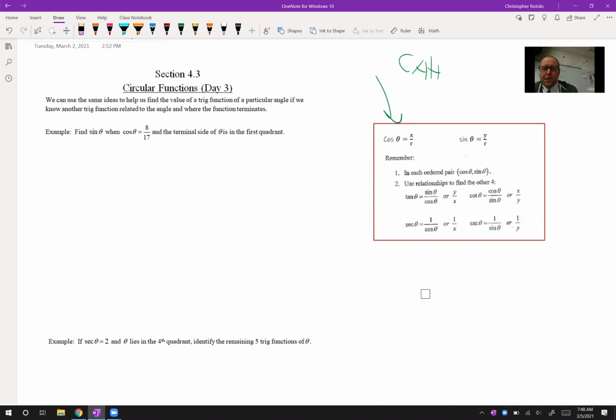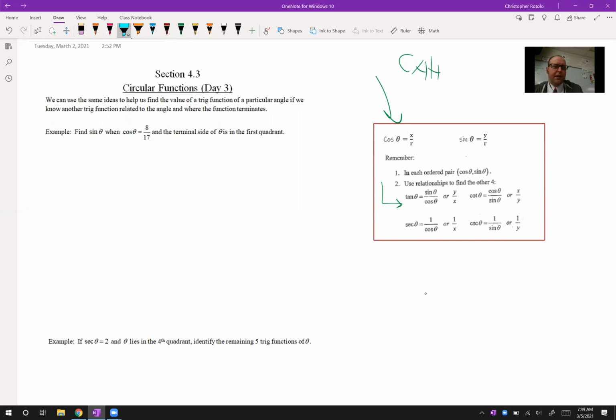Other piece of information we have is that tangent is, remember, sine over cosine. What does that mean in terms of your ordered pairs? That's the y value over x. Cotangent is the reciprocal of that, and of course we have some reciprocals listed below. If the secant is 1 over cosine, and cosine is the x, then it's 1 over x. Wherever we can use that as we take a look at some problems, we'll keep that in mind.